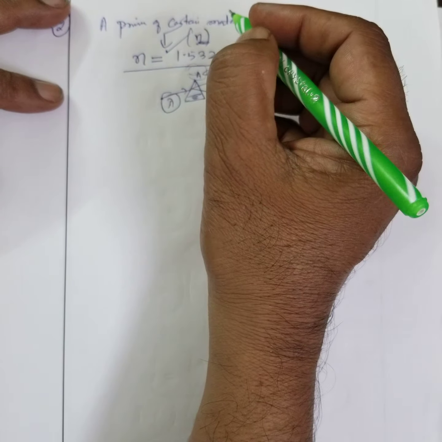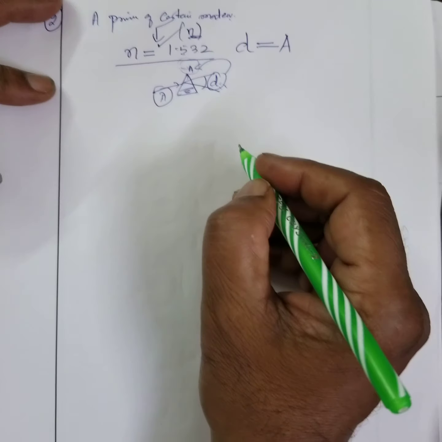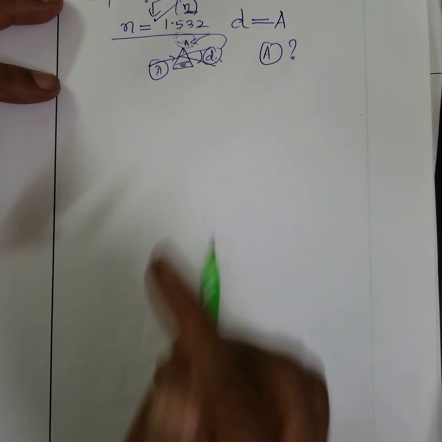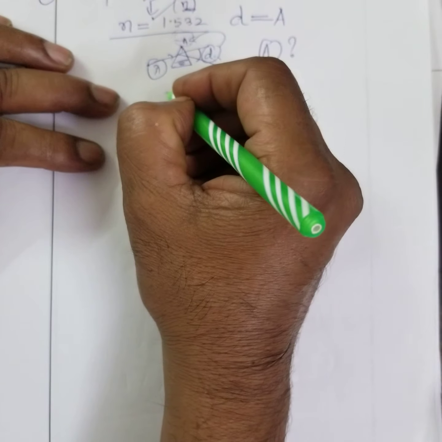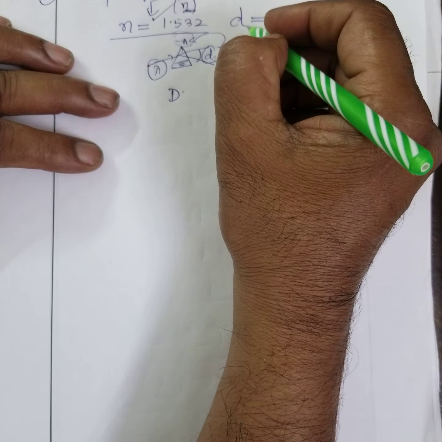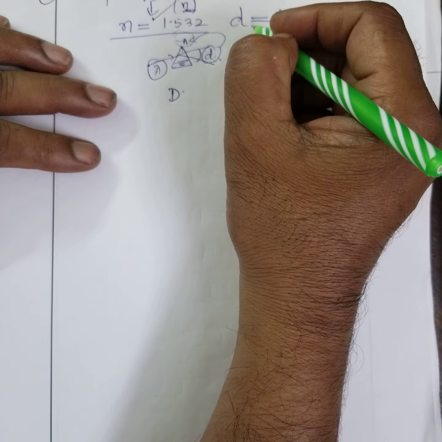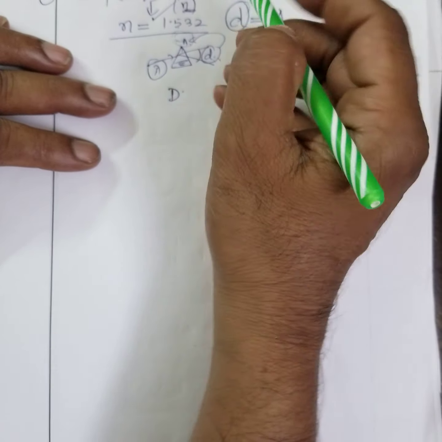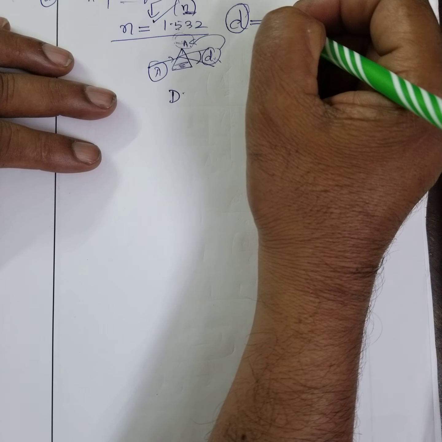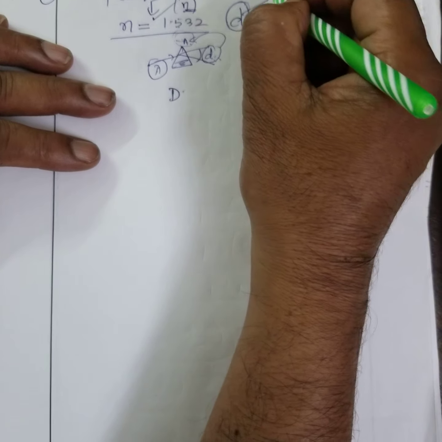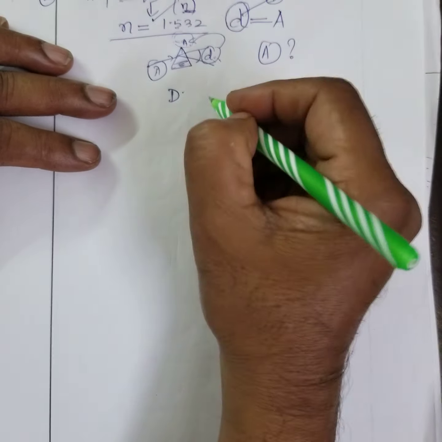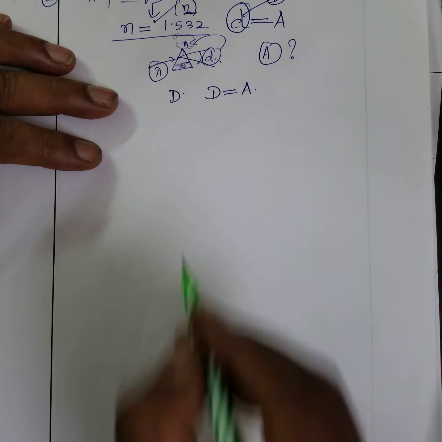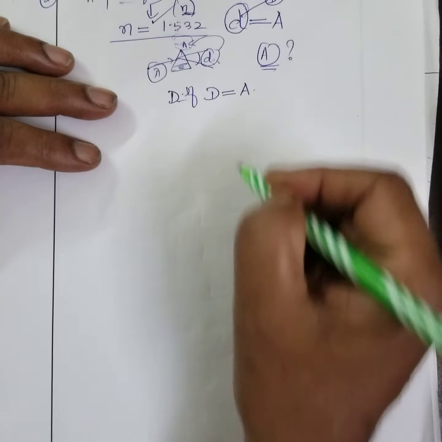Suppose they give the refractive index of the medium as 1.53. Calculate what this angle is. Here D is equal to A. But it is not any deviation. The prism of certain material produces an angle of minimum deviation. They give the angle of minimum deviation, not just any deviation. Here the angle of minimum deviation is equal to the angle of the prism. Calculate the angle of the prism, they ask.